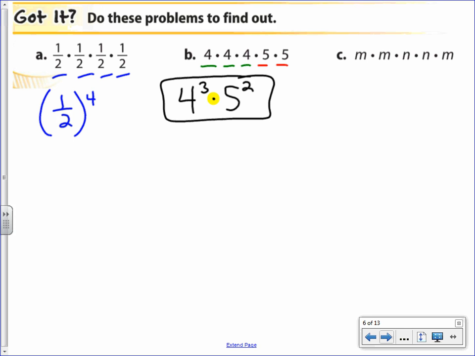1, 2, 3 m's. And you can see what I'm doing to make sure that I do not miss one when I'm doing this. I have m to the third power, of course m comes before n, times n to the second power. So I have m cubed times n squared, or m to the third power times n to the second power.